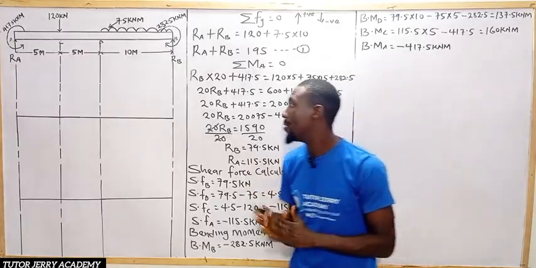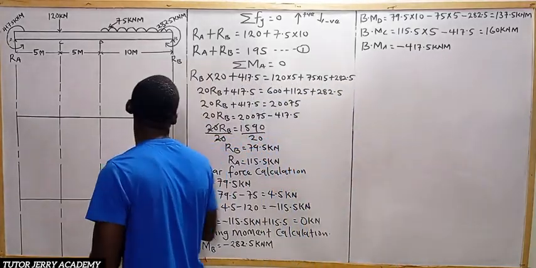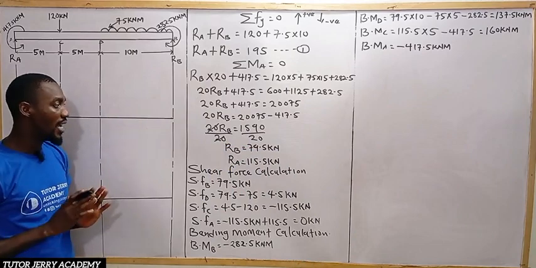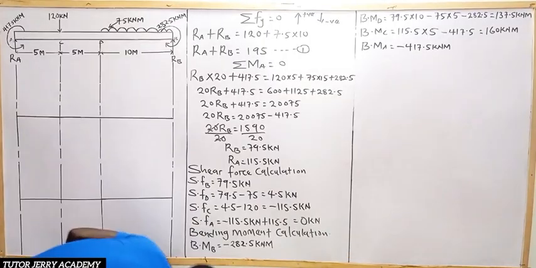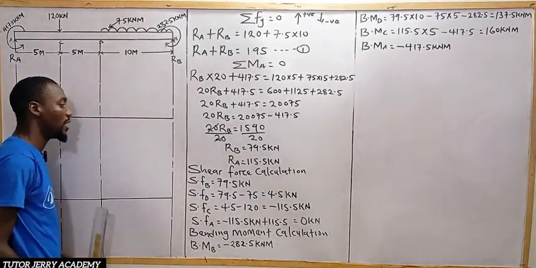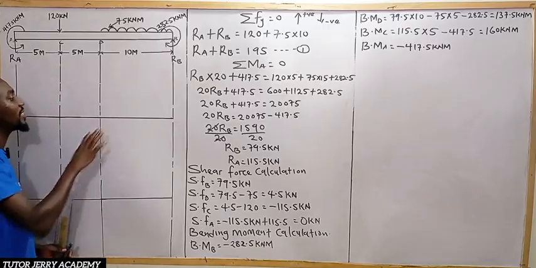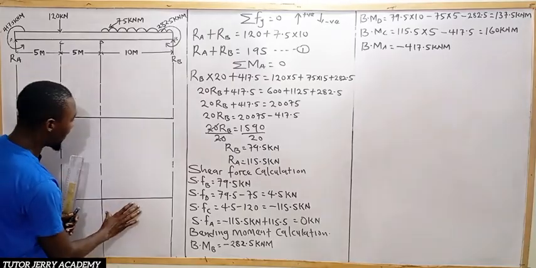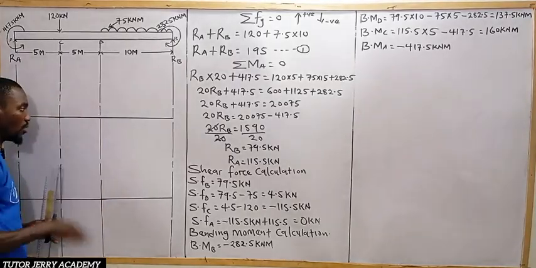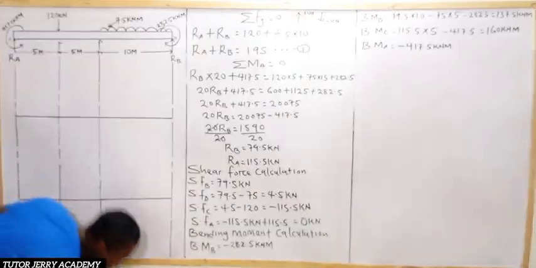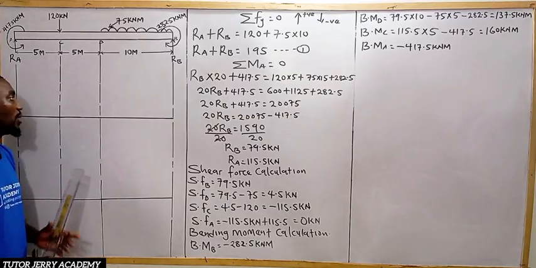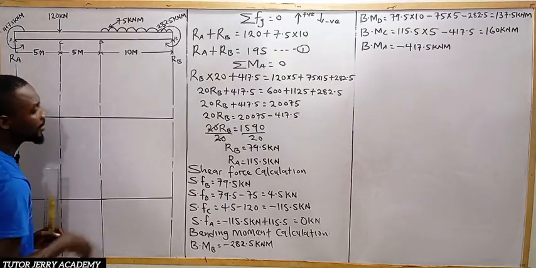Now the next thing we are going to be doing is to draw the shear force and the bending moment diagram. For us to do that, we are going to start with the shear force diagram, and this is our reference line for our shear force. This is our reference line for our bending moment. Above this line is positive, below is negative. Above this line too is positive, below is negative. So let's start with the shear force.